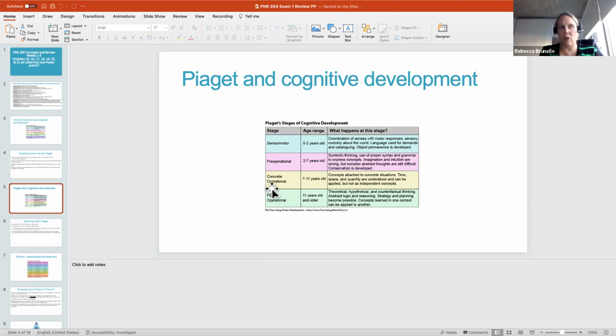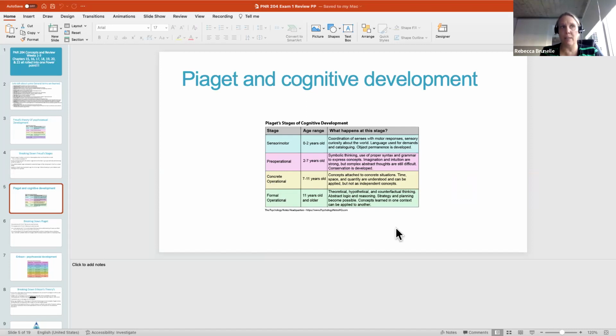But then when you get to the concrete operations, then they're really logical. And this is where they really start to understand cause and effect. And they start to get really good at math, or better at math. And then the formal operations is that adolescent period where they can think theoretically and hypothetically. They develop that abstract thinking.